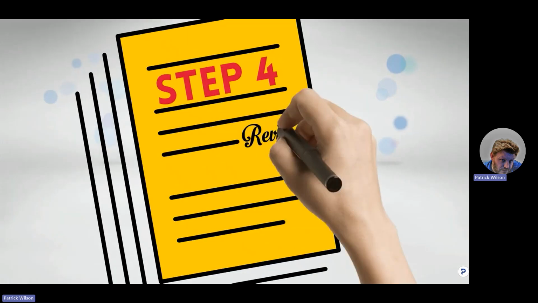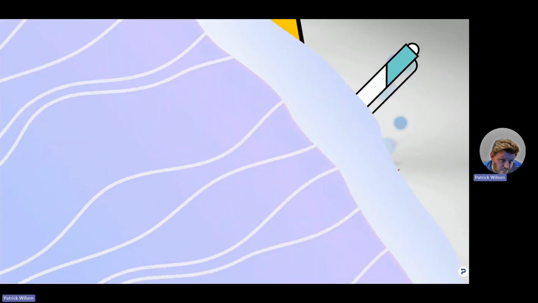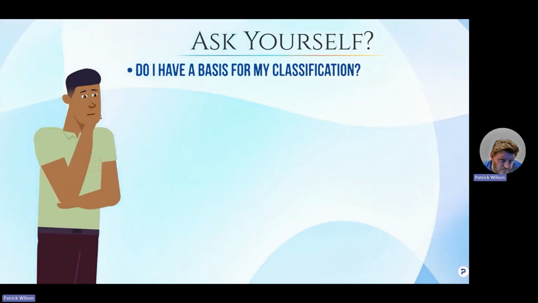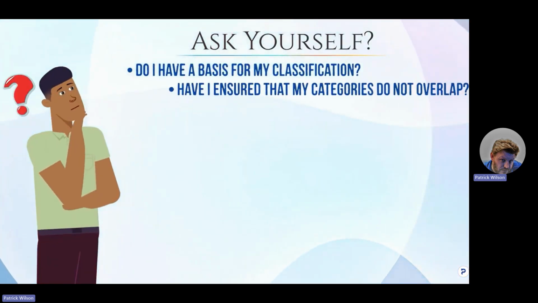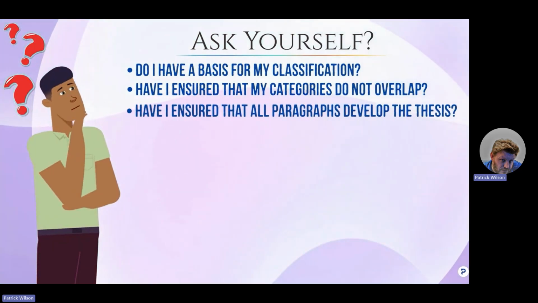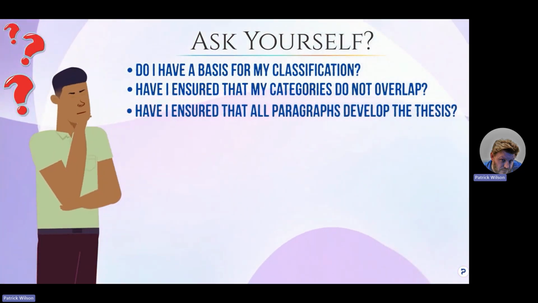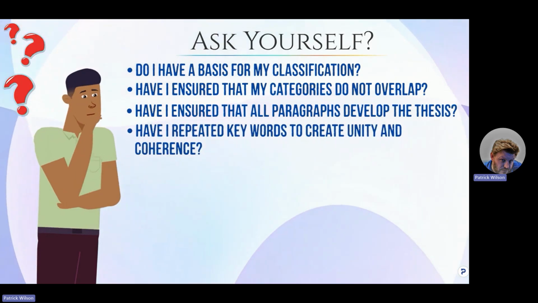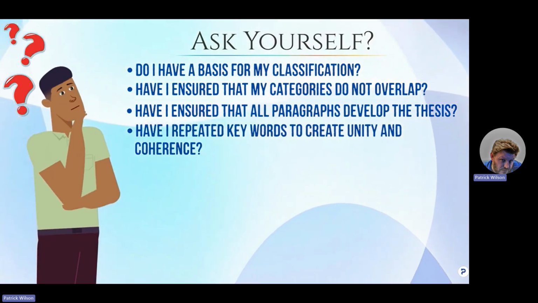Step 4. Revising, editing. Ask yourself, do I have a basis for my classification? Have I ensured that my categories do not overlap? Have I ensured that all paragraphs develop the thesis? Have I repeated key words to create unity and coherence?